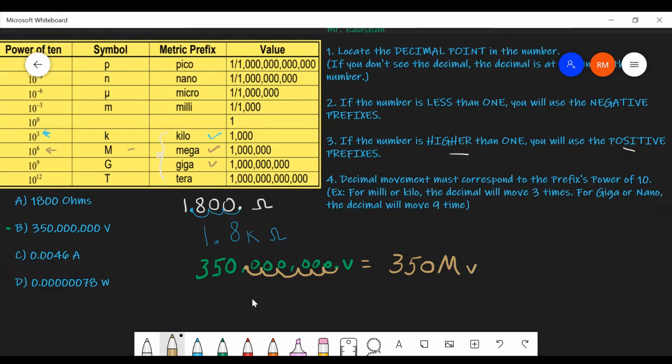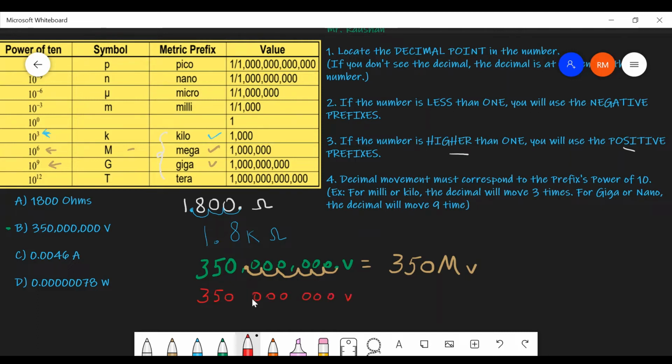Now you might say, why don't we use giga? Why don't we convert it to gigavolts? You could do that, but your decimal movement has to correspond to the power of 10 for that prefix. So if you want to use giga, you have to move the decimal 9 times. Let's work that out and see what that looks like. We'll do it again, but in red here. So we have 350, right?